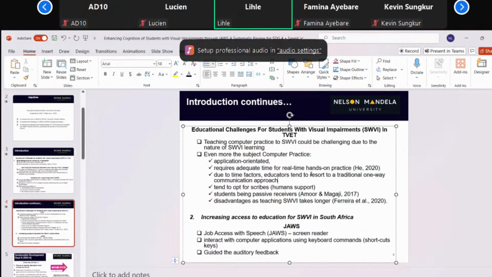So what is important is that teaching of computer practice can be very difficult, especially when you're teaching students with visual impairments. This is because computer practice is an application-based subject. It requires a lot of time for real practice. And due to time factors, educators tend to resort to traditional one-way communication. That is, they give instructions to students, and students with visual impairments find it difficult now to participate in class. And again, teachers do that because they don't have any other options, because they don't know what else they can do. They only use the approaches that they know of, that they use to students without any visual impairments.